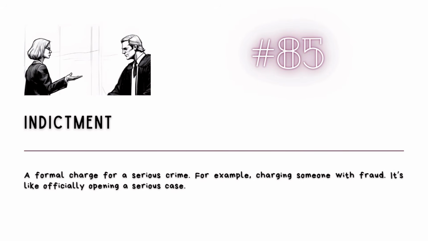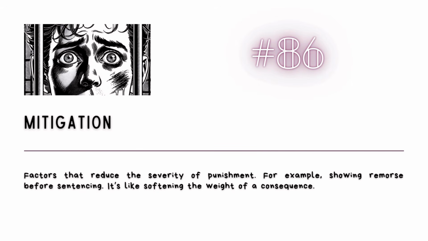Indictment, a formal charge for a serious crime. For example, charging someone with fraud. It's like officially opening a serious case. Mitigation, factors that reduce the severity of punishment. For example, showing remorse before sentencing. It's like softening the weight of a consequence.